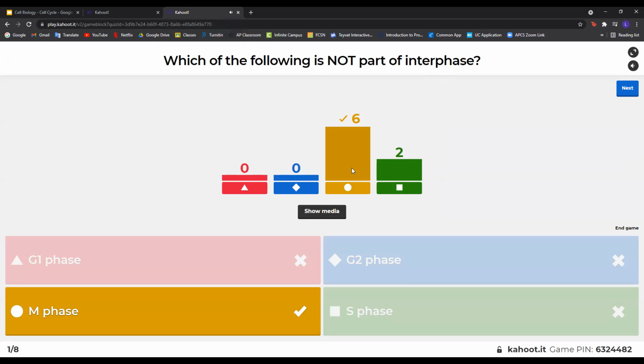Yeah, so most of you guys got this right. So interphase just consists of three subphases, which are G1 phase, S phase, and G2 phase. So M phase stands for the mitotic phase.